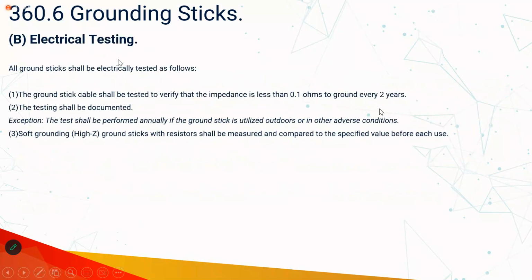Electrical testing is also a method to test whether the ground sticks are working correctly or not. So there is a range given that the ground stick shall be capable of verifying the impedance is less than 0.1 ohms to ground every 2 years. So every 2 years we have to perform the test and measure that the grounding stick has resistance less than 0.1 ohms. So you just need to highlight these important values, so that if it is asked in future, you know about those values.